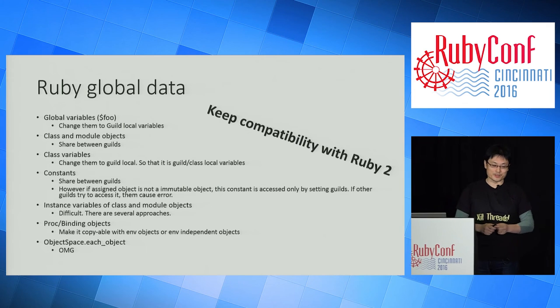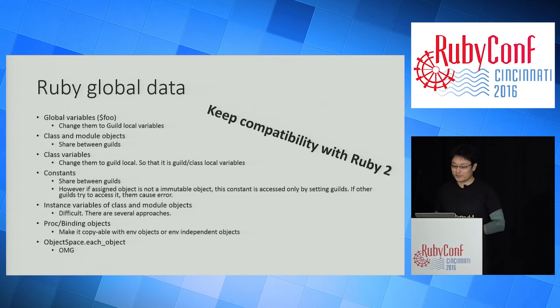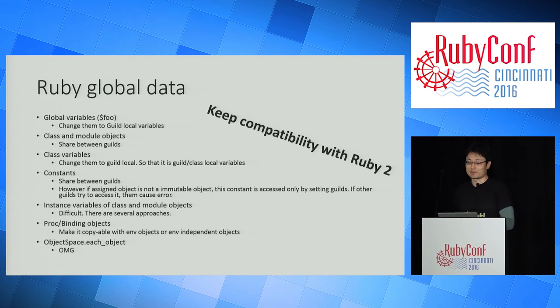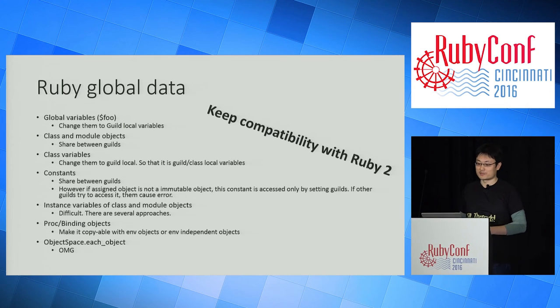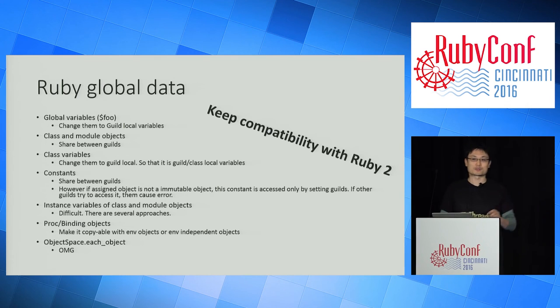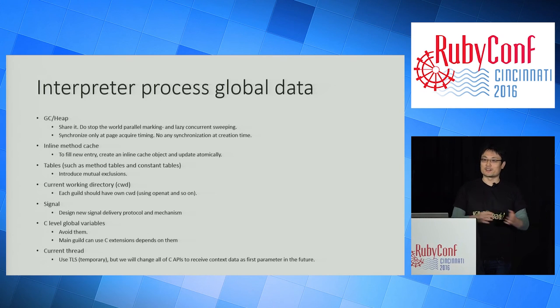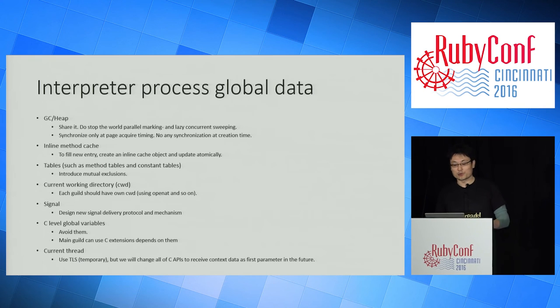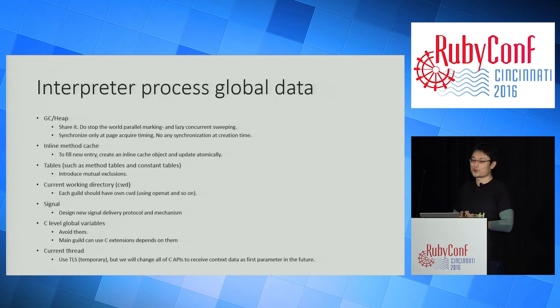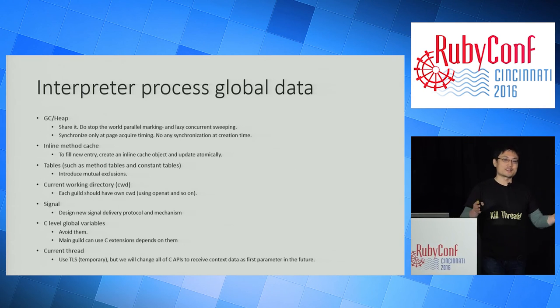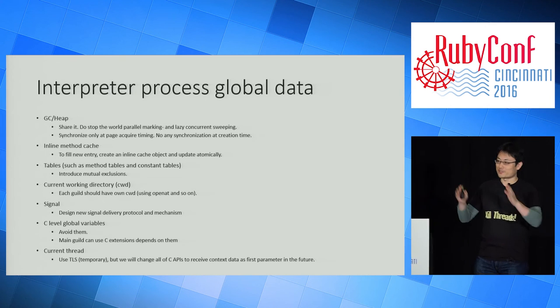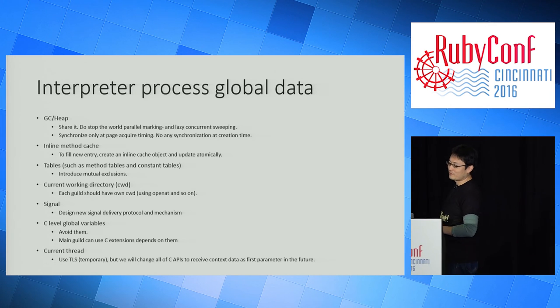And there are many other considerations. We need to keep compatibility with Ruby 2. So we are discussing these detailed specifications, like global variables and so on. And there is several data in the Ruby process that we need to consider, for example, the garbage collection object space, so how to handle that, and so on.